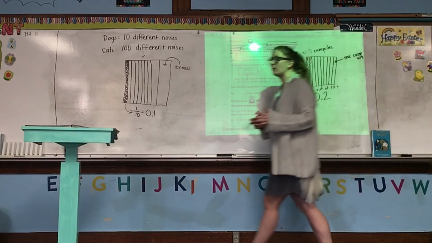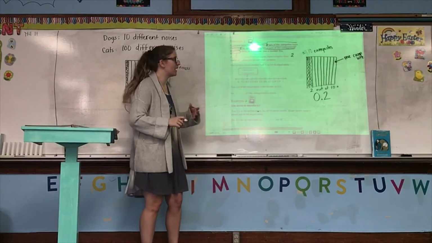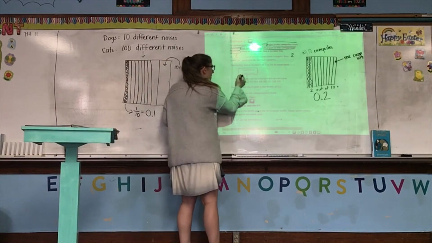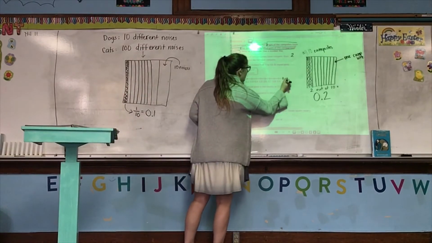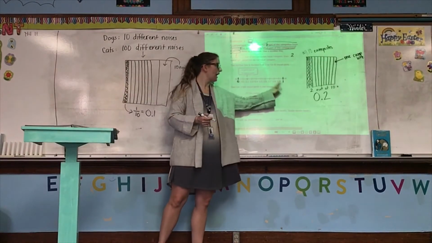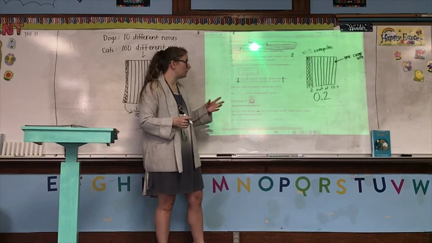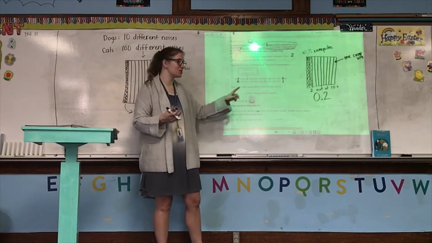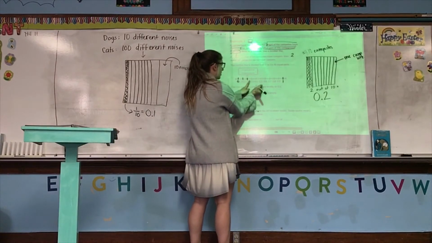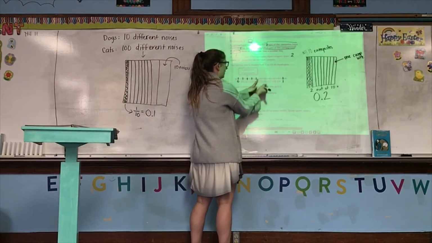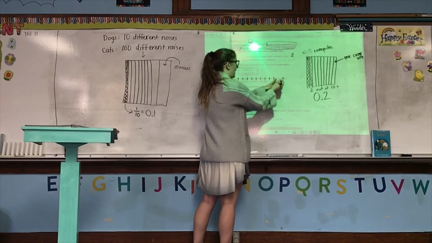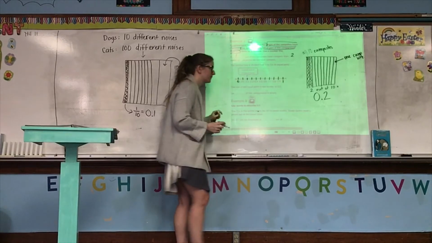Now, let's look at how we would do it on a number line. So let's look at this number line. We've got 0, and then we've got 1. So all of these are pieces of a whole, because we're between 0 and 1. We know that we're using tenths, so they've broken it up into 10 pieces. Here's 1, 2, 3, 4, 5, 6, 7, 8, 9, and 10.